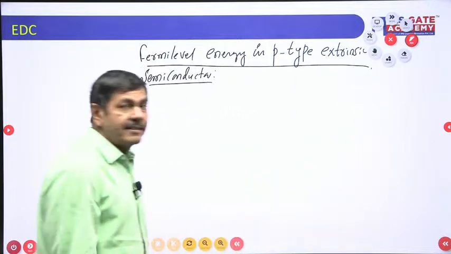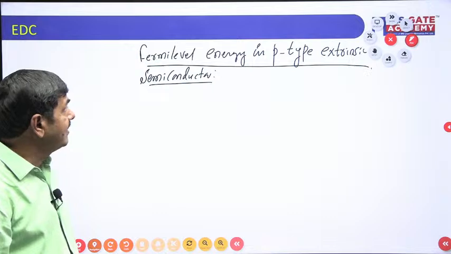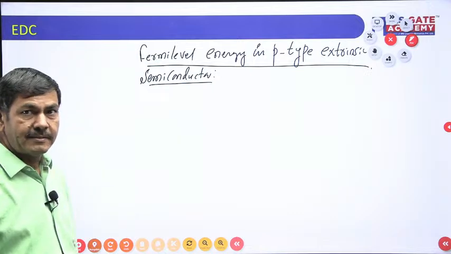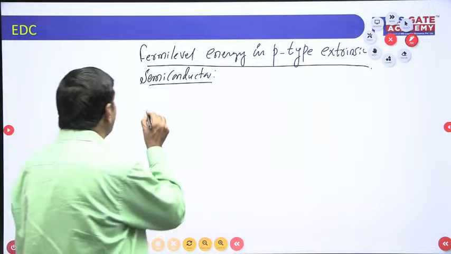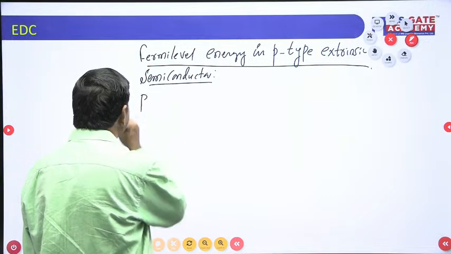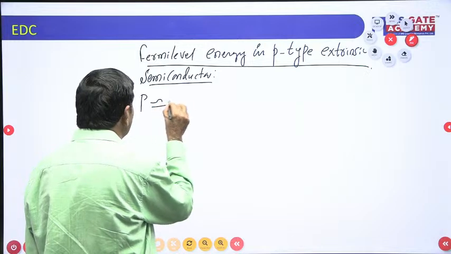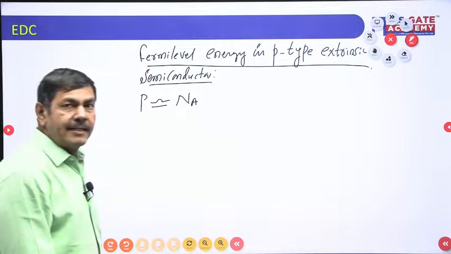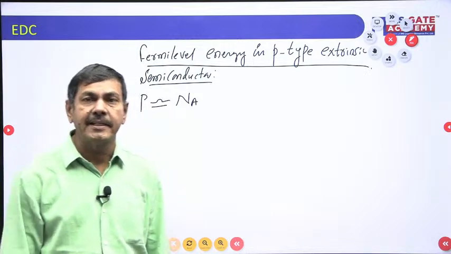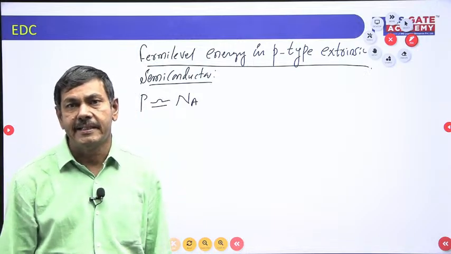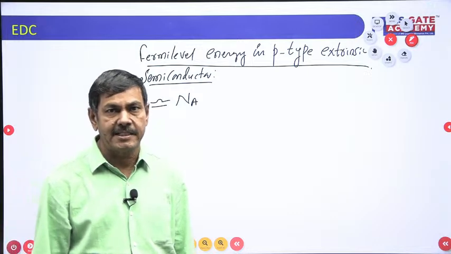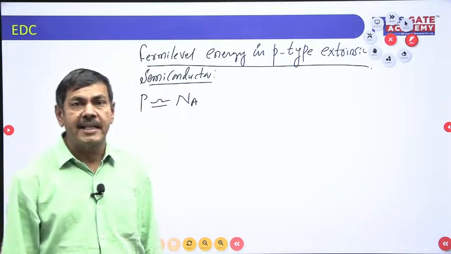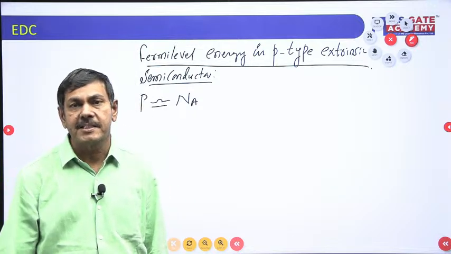How will this be taken here now? The Fermi level in p-type extrinsic semiconductor, we know very well. The concentration of holes in p-type extrinsic semiconductor is approximately equal to Na. In n-type extrinsic semiconductor, we have taken n is approximately equal to Nd. Nd is nothing but the donor concentration, I said. In p-type extrinsic semiconductor, p is approximately equal to Na. Na is nothing but the acceptor concentration.